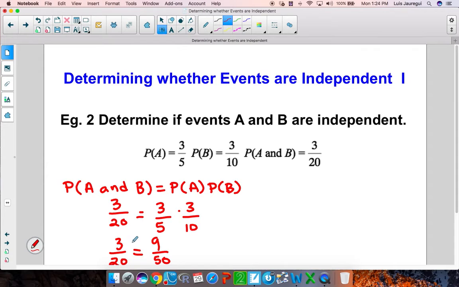Now notice, obviously 3/20 is not the same as 9/50, so this is not an identity. The formula for independence is not true, or is not holding true here based on the actual values that were given. Therefore, we can conclude that A and B are not independent events.